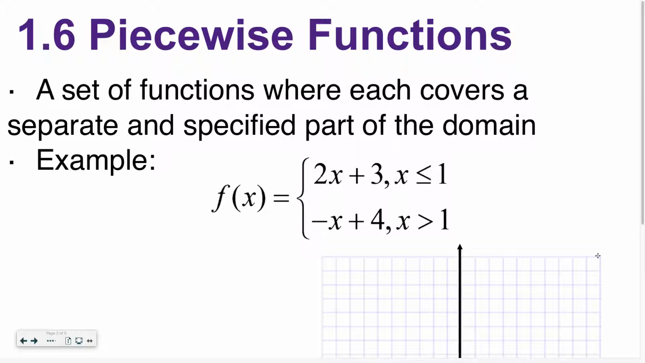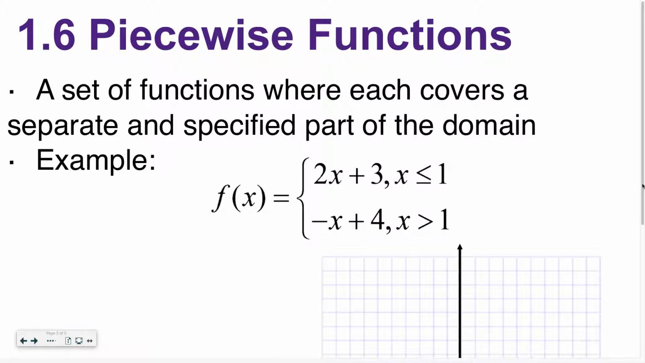Okay, so you'll notice that we have this brace connecting our multiple pieces. In this case, we only have two pieces. But each piece is going to have a specific domain. So 2x plus 3 is only when x is less than or equal to 1. Negative x plus 4 is only when x is greater than 1. Well, when you squish these two domains together, we have all real numbers. Okay? So these are not going to overlap at all, which makes it a function. Okay, so we just have the two separate pieces.